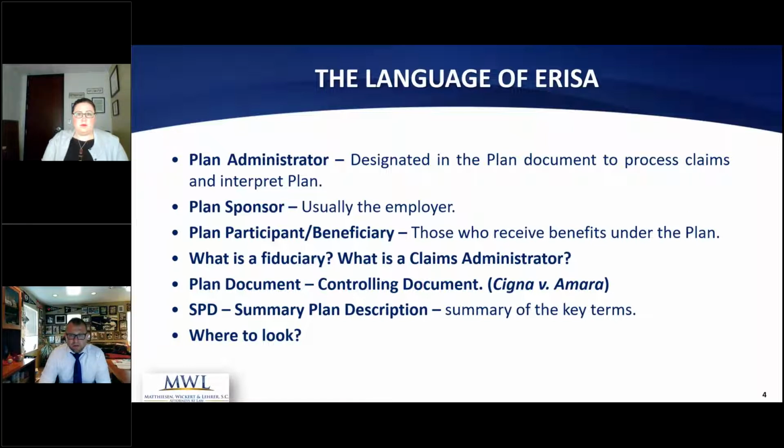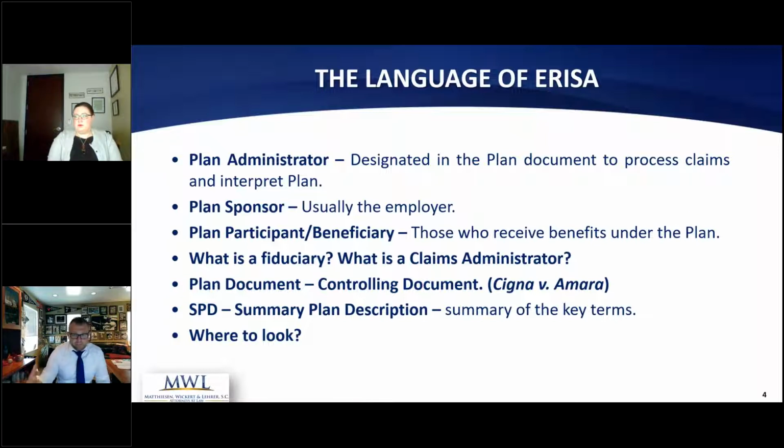initially given the duties to process claims, interpret the plan document, exercise discretion, and frequently this plan administrator is also the plan sponsor, but not always. So the plan sponsor, again, is usually going to be the employer or the union that is offering the plan. Potentially there might be some association plans that would fall within ERISA, but typically you're going to be seeing an employer or a union-based welfare plan that is going to be the designated plan sponsor. And again, often that plan sponsor is also the plan administrator.